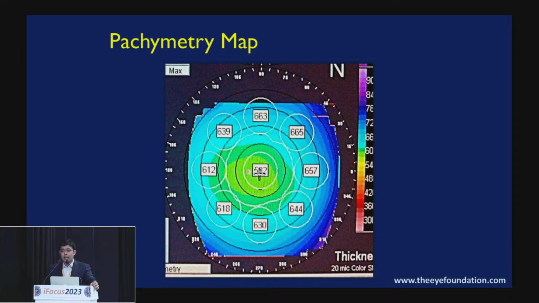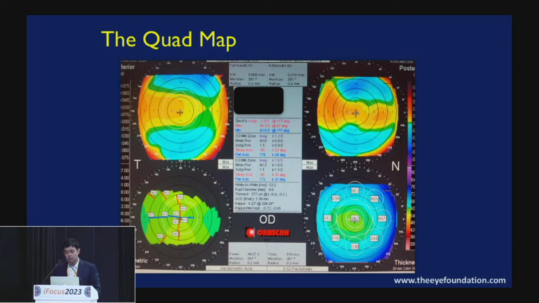You also want to look at the apex, that is the central part of the cornea, with the thinnest point in the cornea, and how much the thinnest point differs from the apex. If there is a significant difference, this is again a small red flag sign. This is usually the quadrant map that is selected, where you have the anterior and posterior elevations, and you have the curvature map or the keratometric map as well as the pachymetry map.